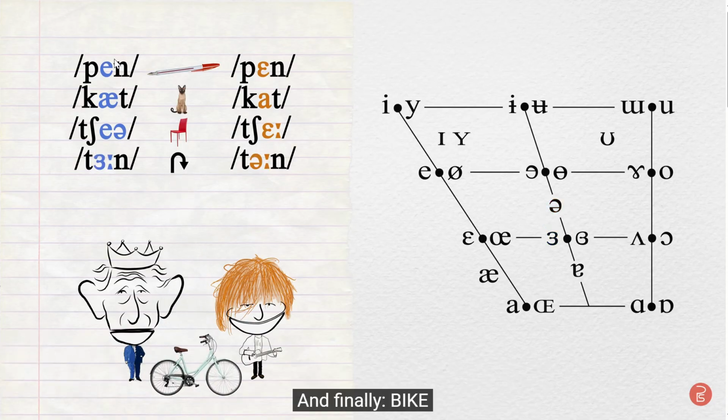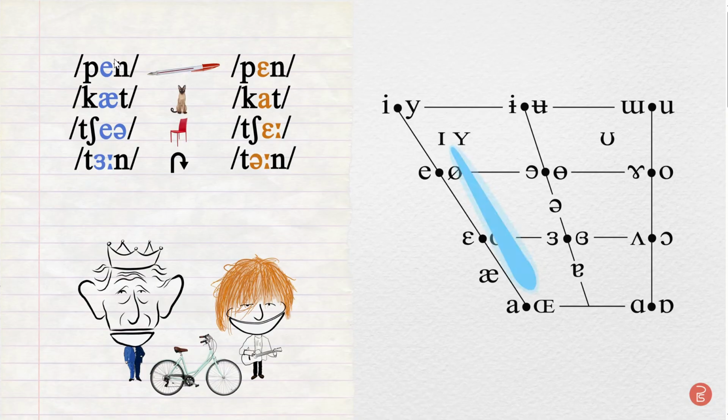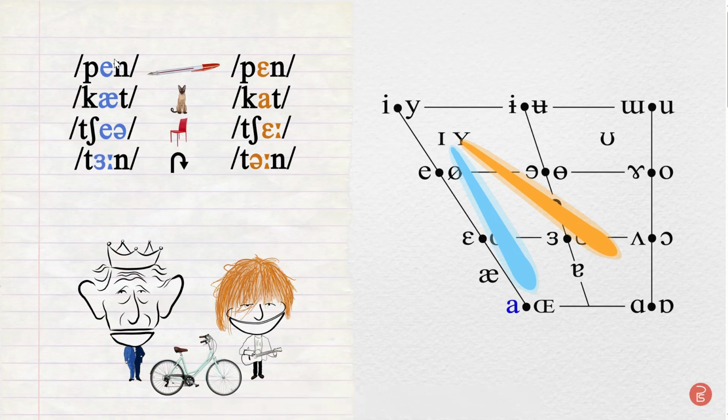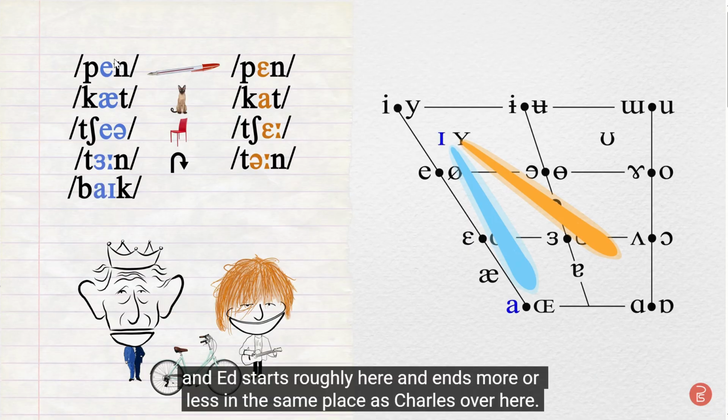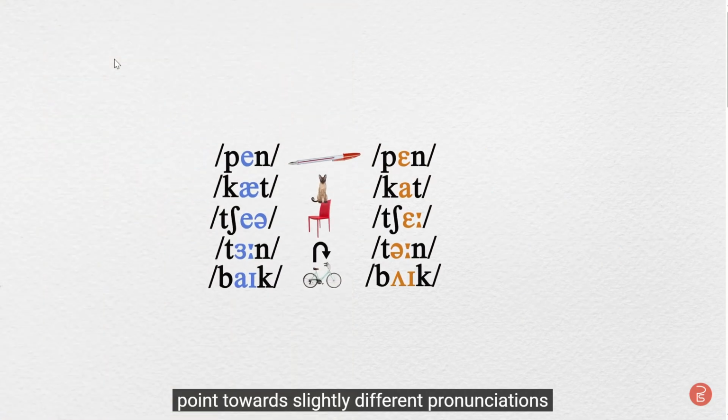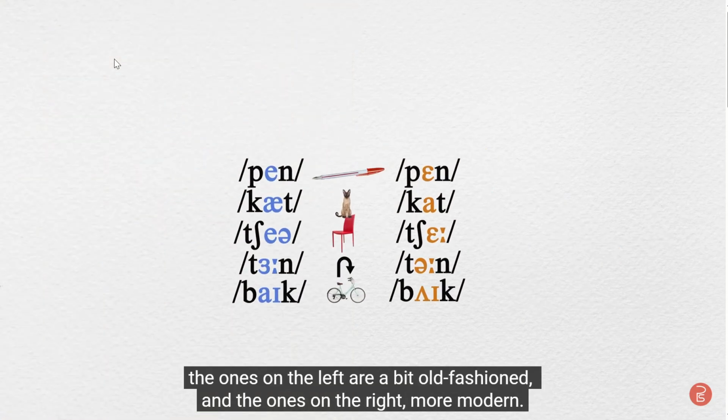And finally, bike. Bike. So Charles starts roughly here, and ends here. And Ed starts roughly here, and ends more or less in the same place as Charles over here. So you can see that the two versions of these vowels point towards slightly different pronunciations. The ones on the left are a bit old-fashioned, and the ones on the right more modern.